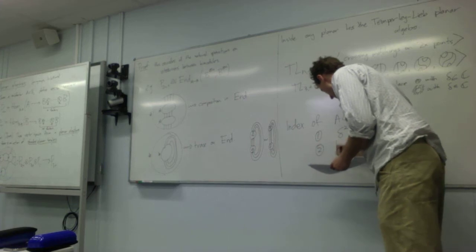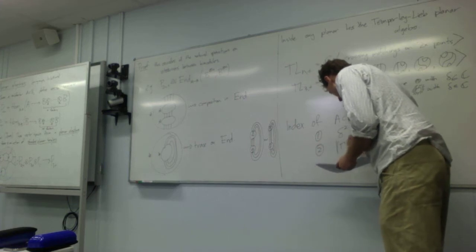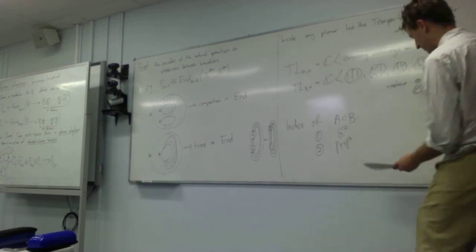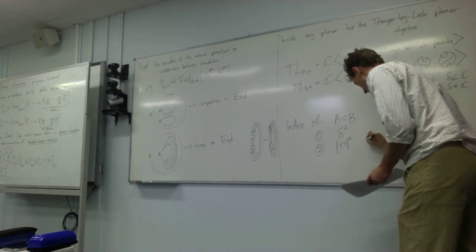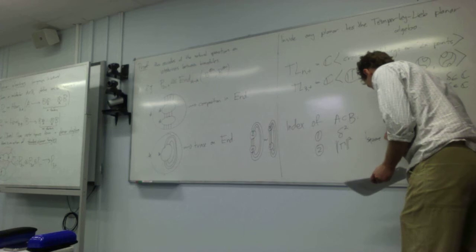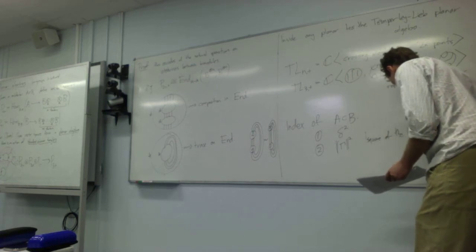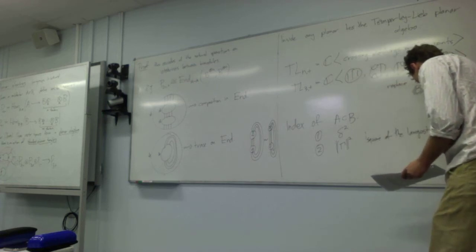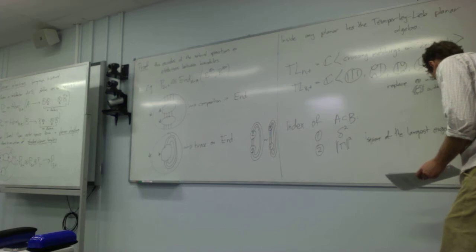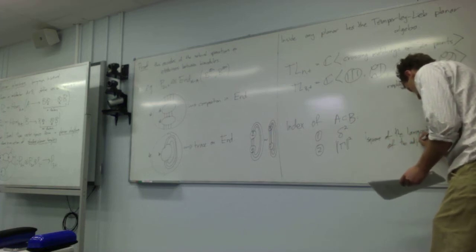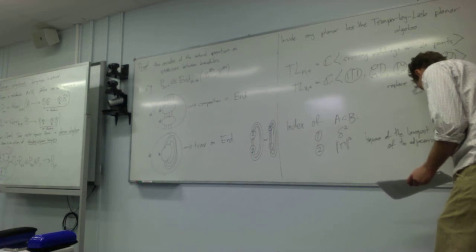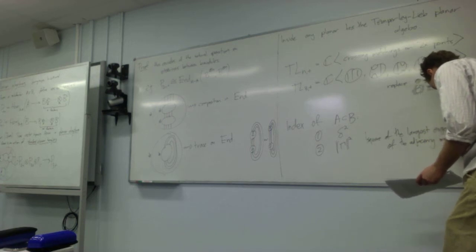Alternatively, it's the square of the graph norm of this principal graph. So here, this is the square of the largest eigenvalue of the adjacency matrix of the principal graph.